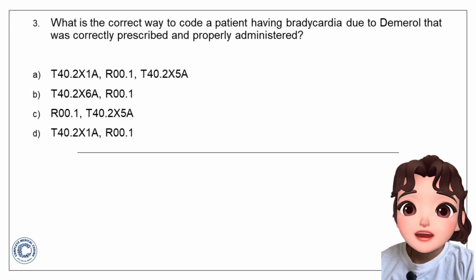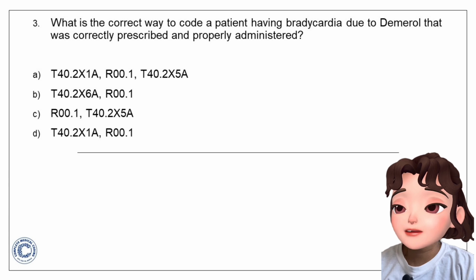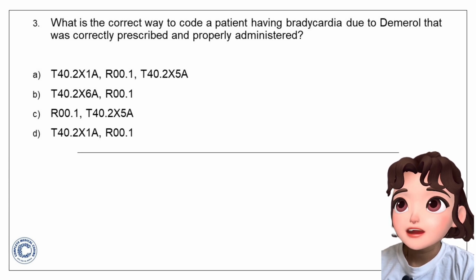Now, moving on to the third question. What is the correct way to code a patient having bradycardia due to Demerol that was correctly prescribed and properly administered?